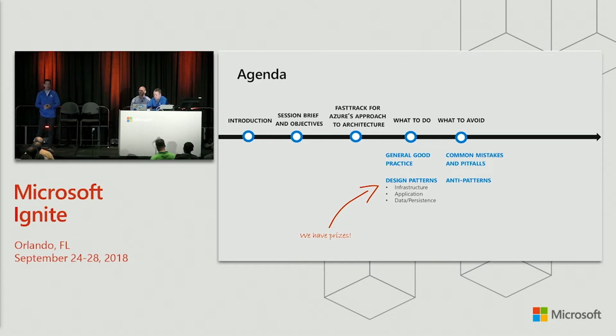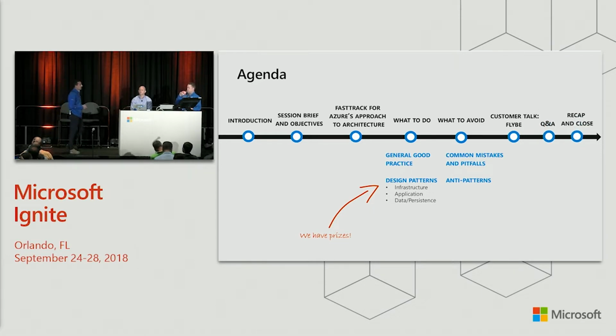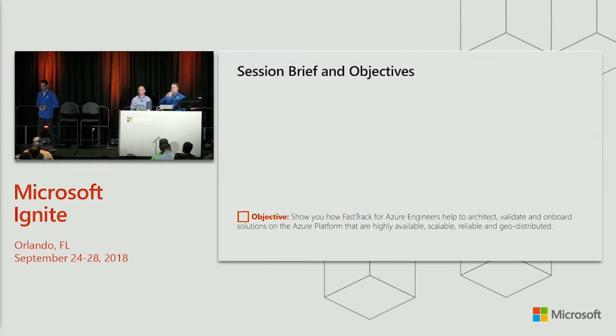Then I'm going to cover some of the things you should be avoiding. There are a lot of things that show up in a lot of customers, and we will give you some tips and tricks so you can avoid all of these pitfalls. I'll also walk you through some of the common anti-patterns here, and then we will have Jamie on stage to talk a little bit about his experience with the FastTrack team. In the end, we'll have some time for Q&A and some time to close the session.